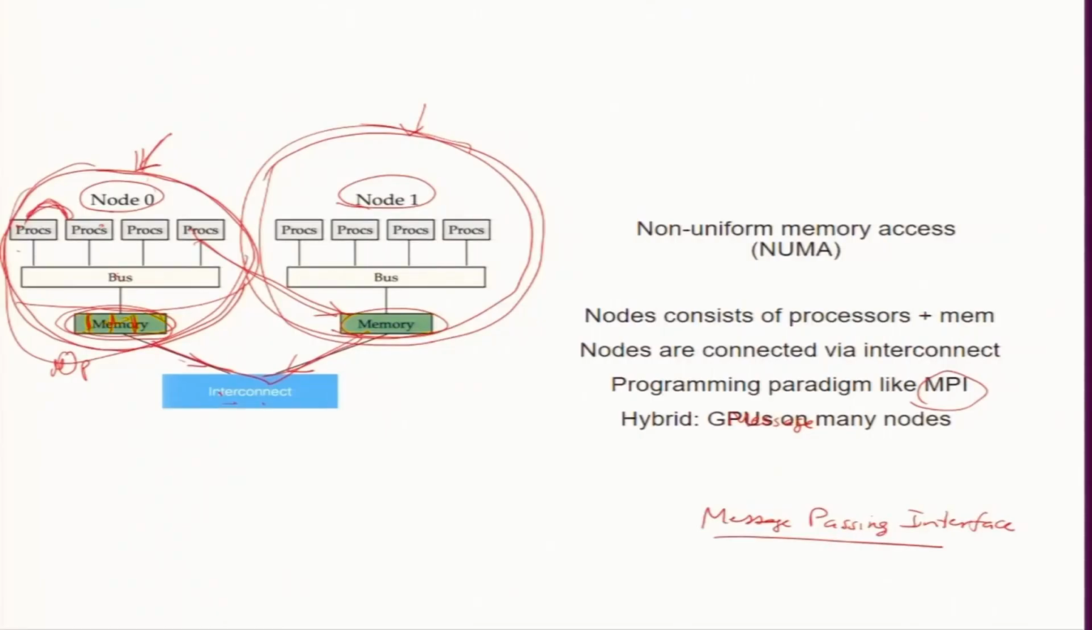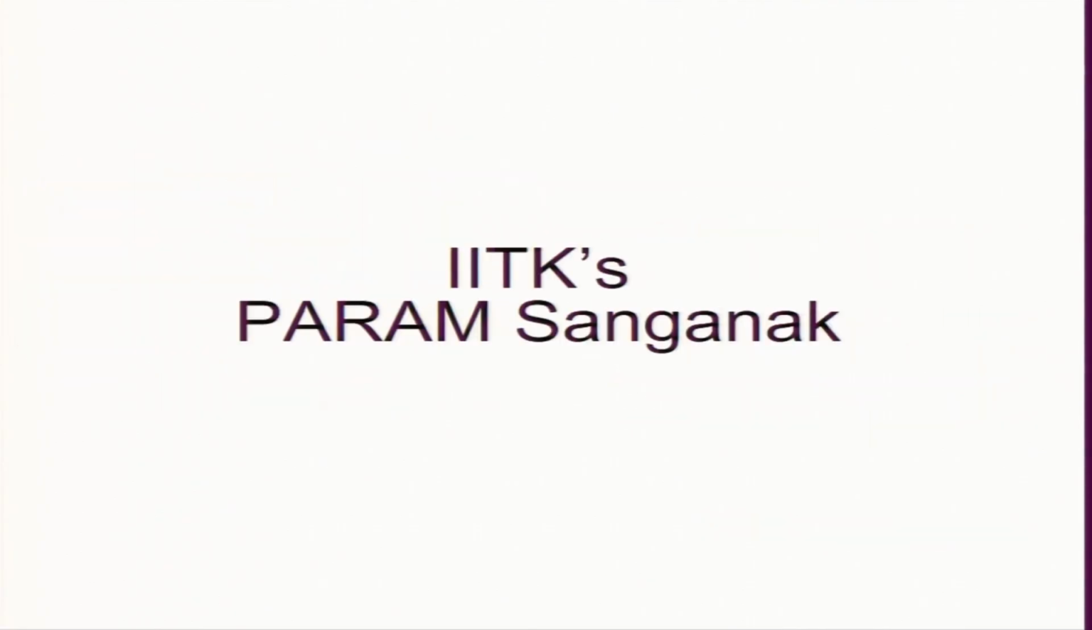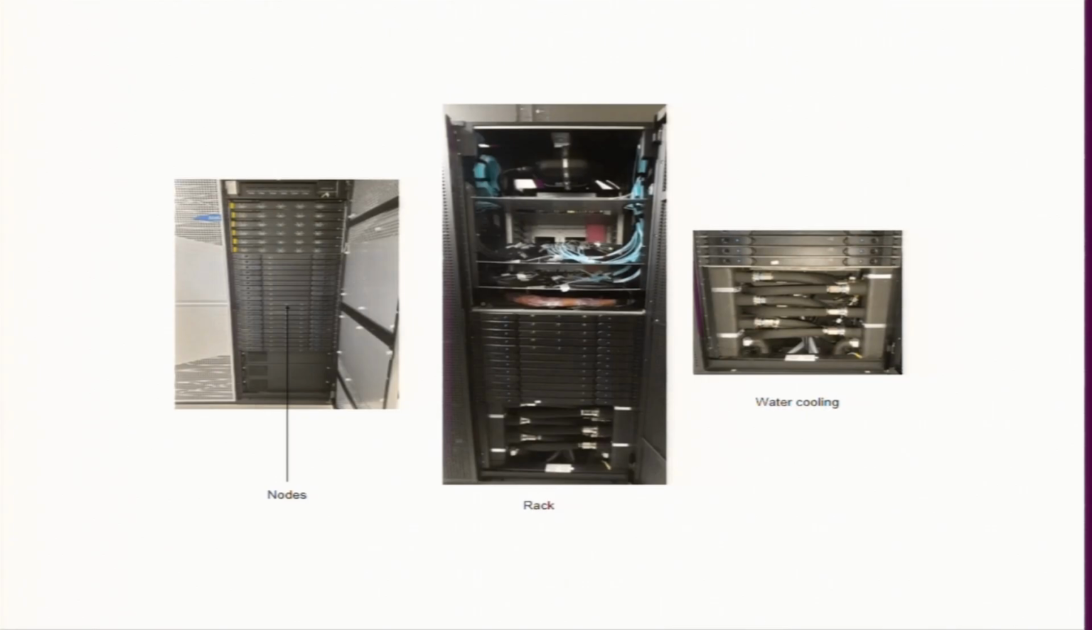So, there are basically two ways to program CPUs, OpenMP or MPI. Okay, let us look at our machine. The best machine in IIT Kanpur is Param Sanganak. We will arrange a tour, so you can go and see this machine. This object is called a rack. It is a tower, in fact taller than a human being. It is probably going to hit the roof.